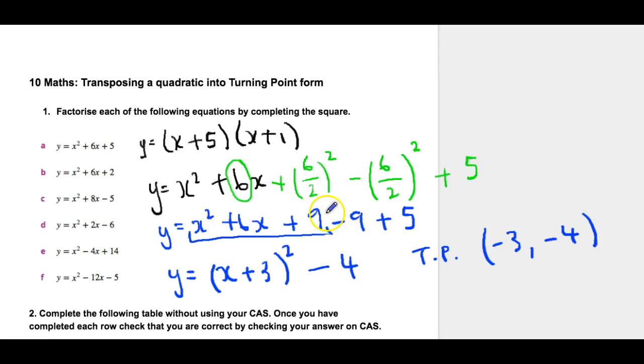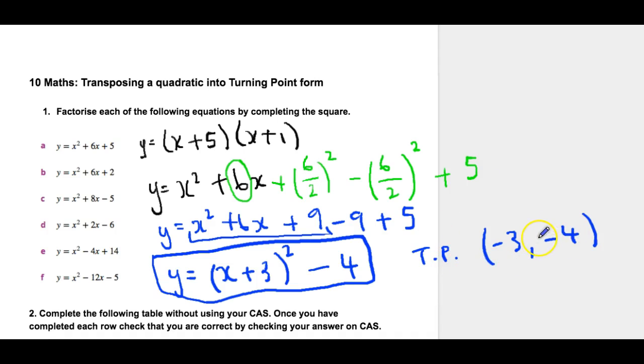Anyway, and then you could get your x-intercepts, or you can just get your x-intercept by letting it equal 0. But at this point, I'm sorry to ramble on, but I'm just thinking of what you can do going forward. But the important thing here is getting your equation in turning point form. Okay, and then you can see what your turning point is.